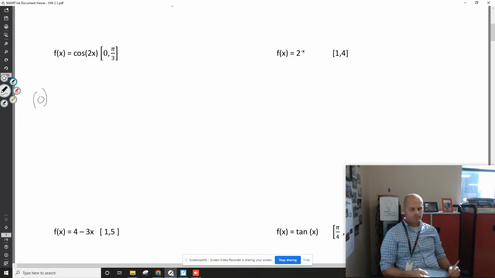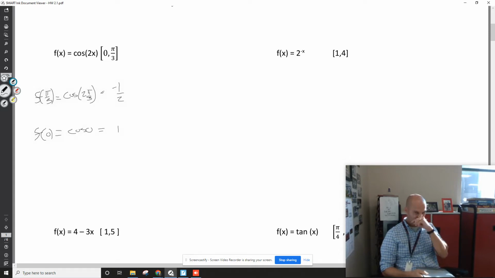Plug in 0. Let's plug in pi over 3 first. Get the cosine of 2 pi over 3. Negative a half. Cosine of 0 is 1. So I went down 1.5.